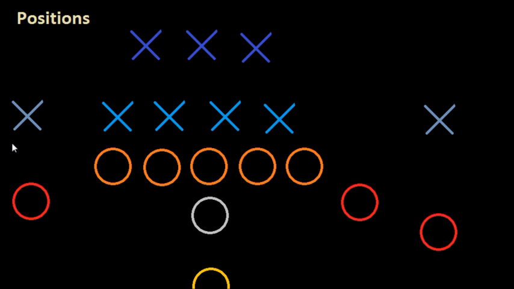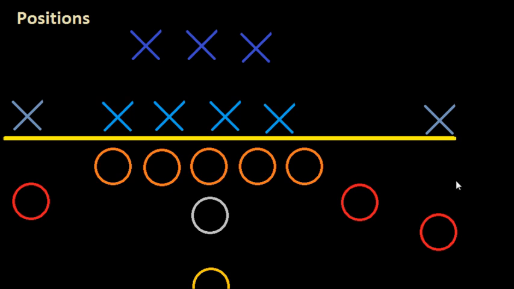The first thing to notice is that there's kind of a line here separating the offense and the defense, and that is because the ball typically will be placed in the middle here. So the ball is in the middle, and it is separated by this line. The offensive guys cannot go past this line, and nor can the defensive guys go over this line, or they would be considered offside. And so this line, the yellow line, is called the line of scrimmage.